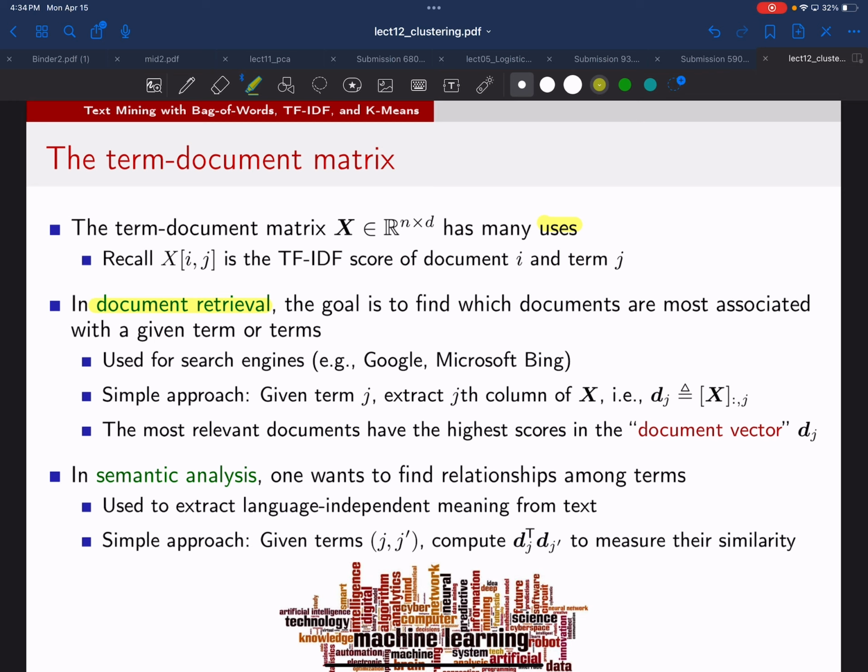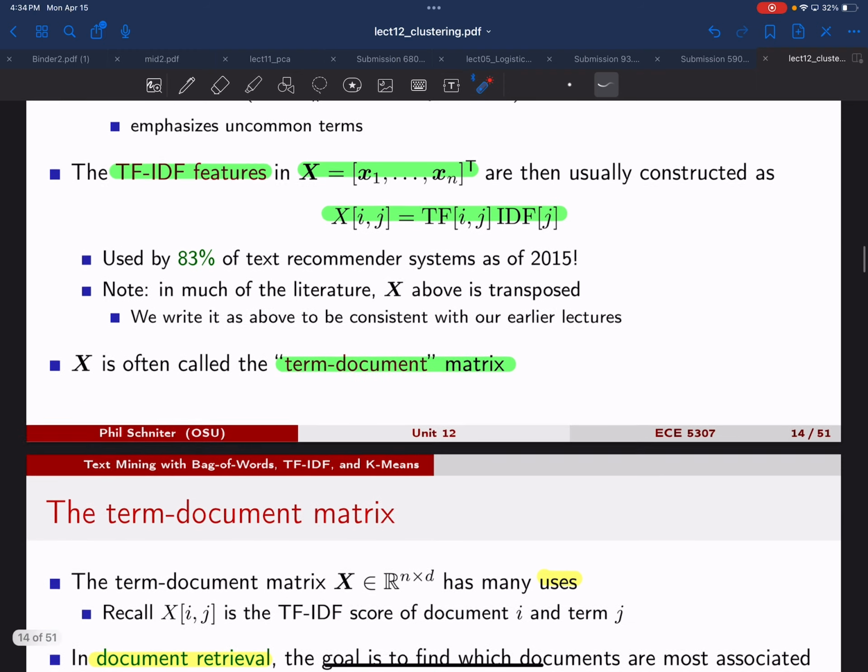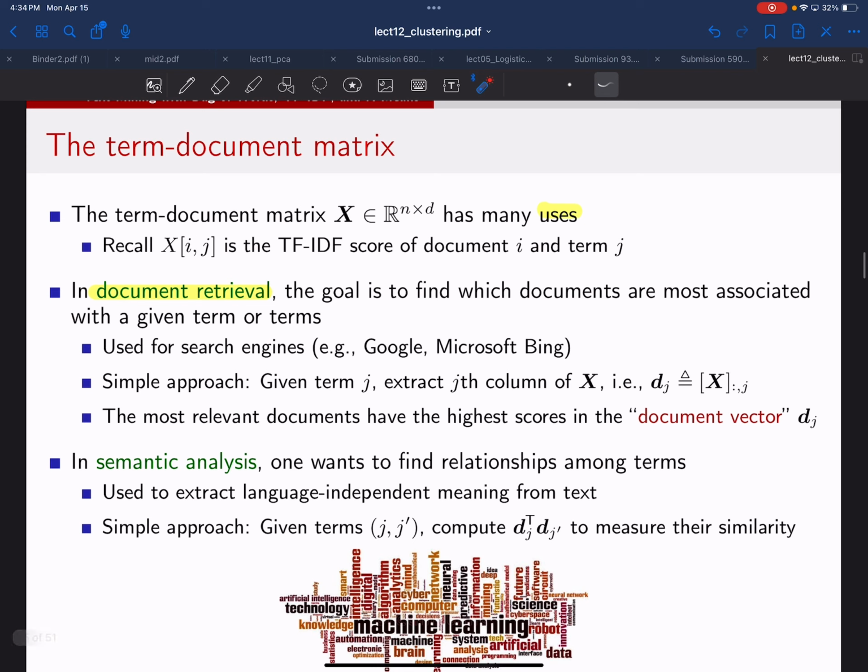So if you have this X matrix, you can do that by just extracting the jth column of the matrix. That is specific to that term. And now you have a vector over all the different documents. And the higher the number there, the more important that document is to that term, at least according to the way these features were constructed. So it's exactly what you would want to do for search.